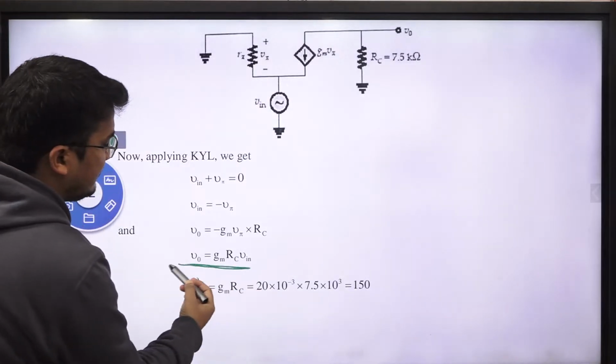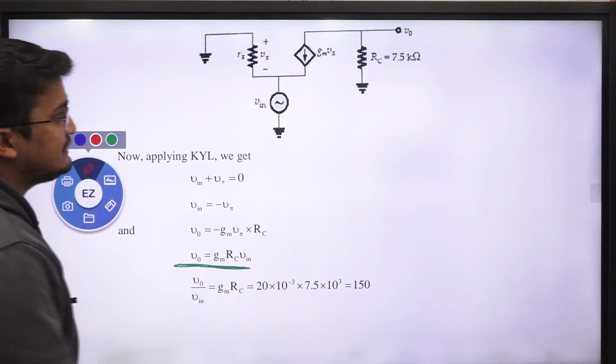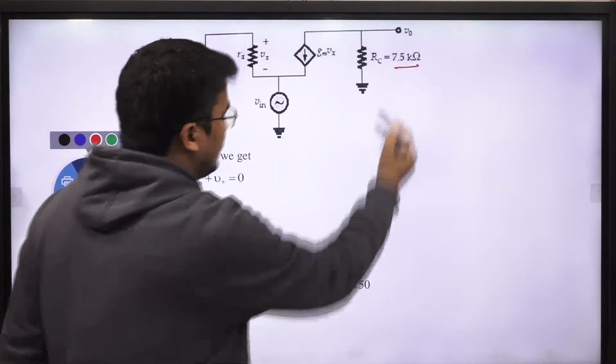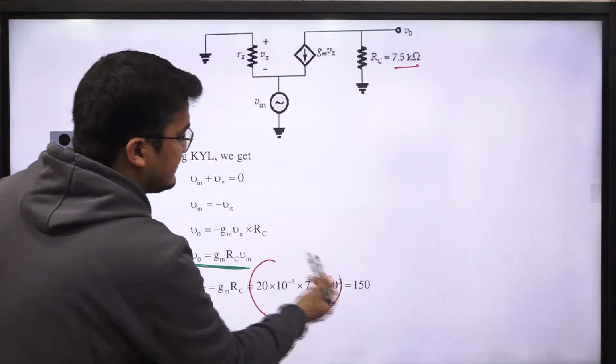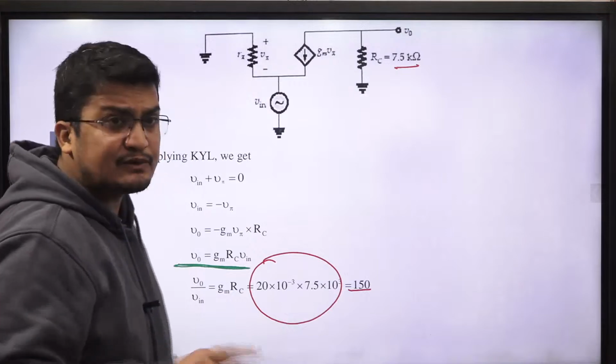You will end up getting the voltage gain like this: V out upon V in is equal to GM RC. RC was given in the question, that is 7.5 kilo ohm. GM you already calculated, right? That is turning out to be 150. This is what I am solving right now.